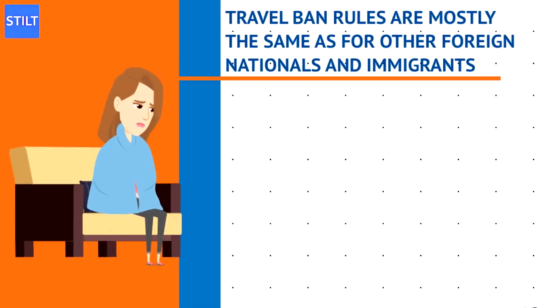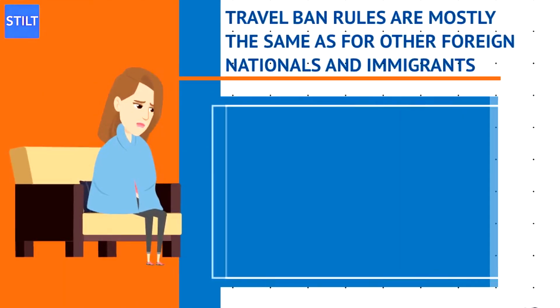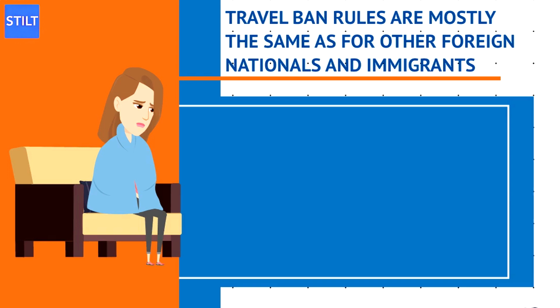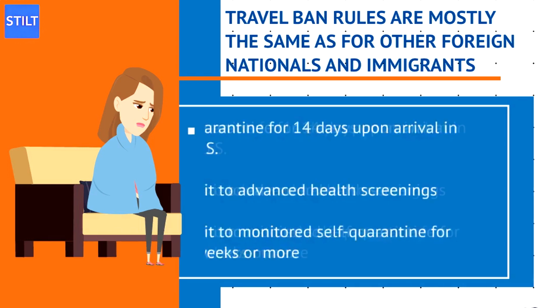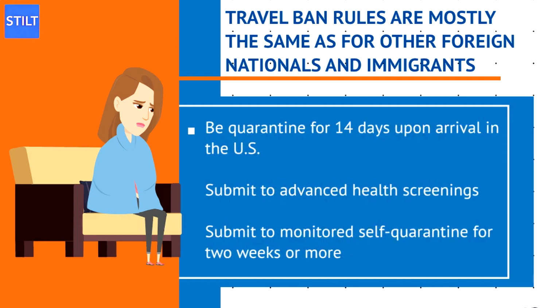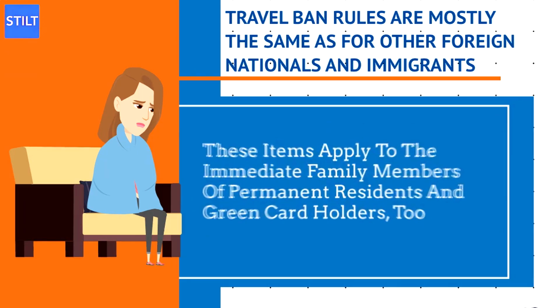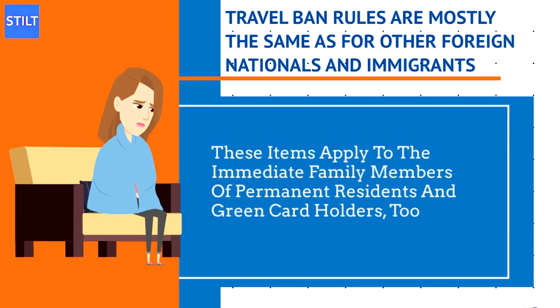U.S. citizens and green card holders. For green card holders, the travel ban rules are mostly the same as for other foreign nationals and immigrants, with a few notable exceptions. Green card holders having traveled to China must be quarantined for 14 days upon arrival in the U.S., submit to advanced health screenings, and submit to monitored self-quarantine for 2 weeks or more. These items apply to the immediate family members of permanent residents and green card holders too.